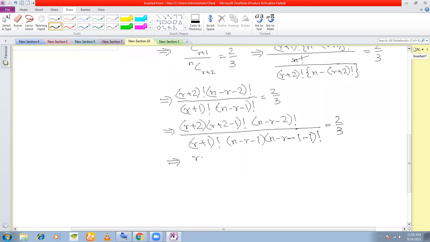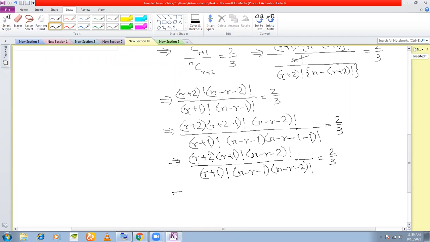So therefore you are getting (r plus 2) and this is (r plus 1) factorial into (n minus r minus 2) factorial divided by (r plus 1) factorial into (n minus r minus 1) into (n minus r minus 2) factorial is equal to 2 by 3. Now there are certain things that are going to cancel. (r plus 1) factorial and (r plus 1) factorial cancel. (n minus r minus 2) factorial and (n minus r minus 2) factorial cancel. So ultimately you get (r plus 2) by (n minus r minus 1) is equal to 2 by 3.